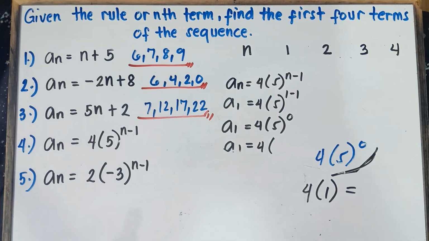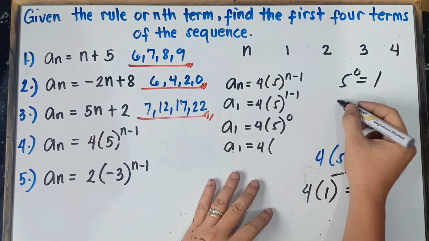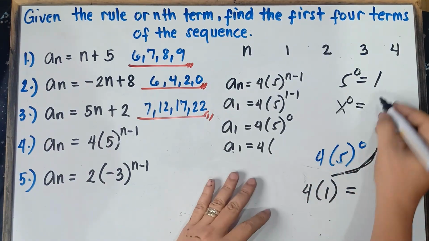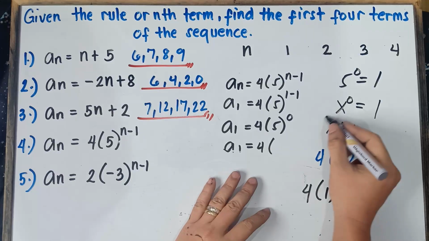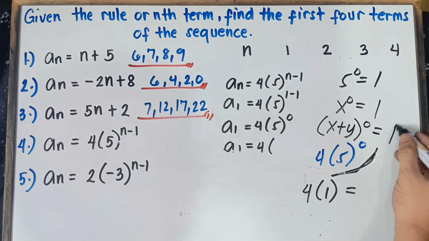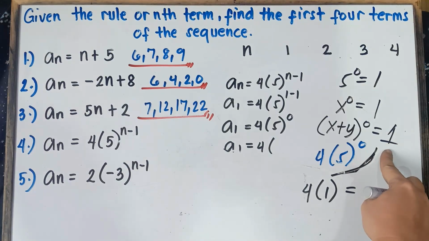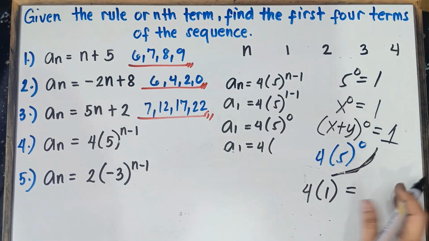Once again, class, any number, any expression raised to the power of 0, the answer is 1. Example, 5 raised to the power of 0, that's correct, that would be 1. X raised to the power of 0, what's the answer? That's correct, 1. X plus y raised to the power of 0, what's the answer, class? That's correct, equal to 1. Any number, any variable, any expression raised to the power of 0, the answer, class, is 1. That's automatic, class, in algebra.